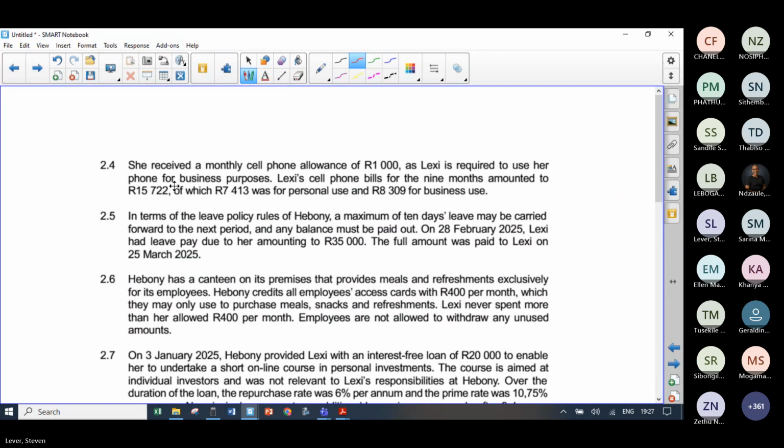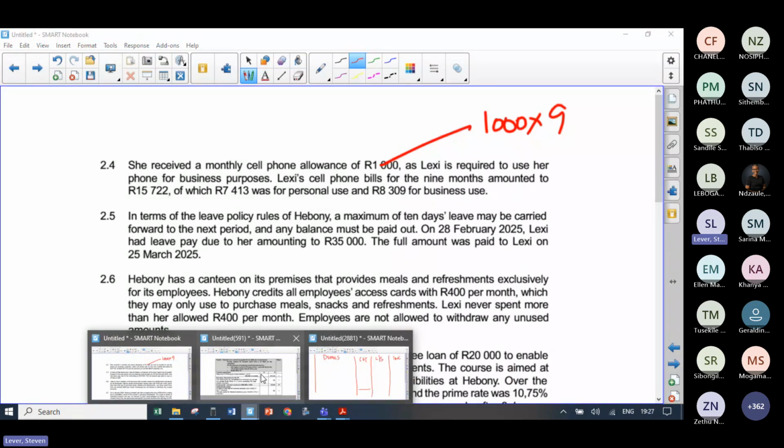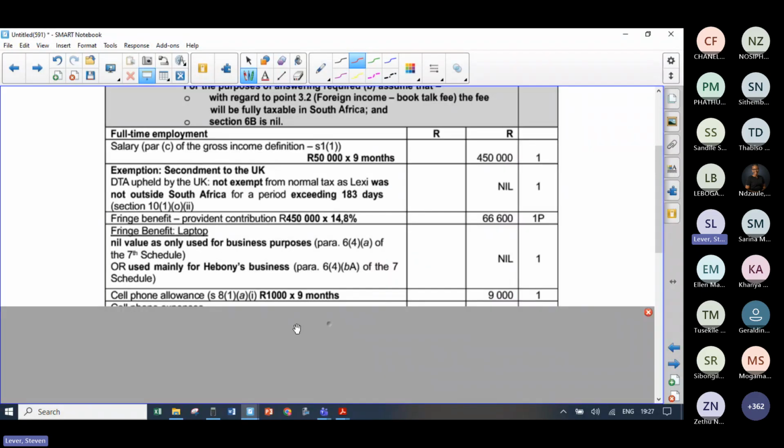Next thing, it says she received a monthly cell phone allowance of 1,000 as Lexi is required to use her phone for business purposes. Lexi's cell phone bills for the 9 months amounted to 15,722, of which 7,413 was for personal use and 8,309 was for business use. So the first thing that's going to happen is I'm going to have to include 1,000 times 9 into my solution. So there's the 9,000. I've got 9,000 rands worth of cash.